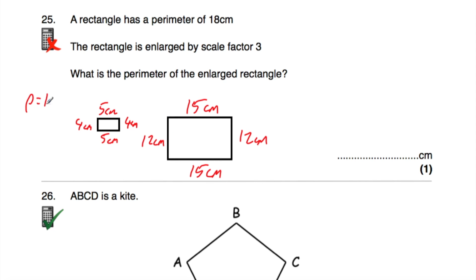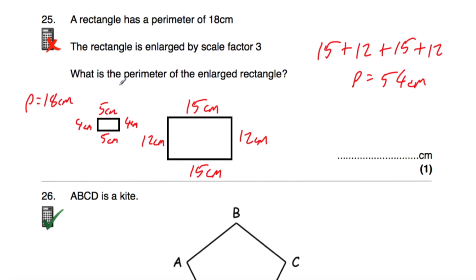So the perimeter of this one was 18 centimeters, and the perimeter of this one is going to be 15 plus 12 plus 15 plus 12. Well, 15 plus 15 is equal to 30, plus 12 is equal to 42, plus 12 is equal to 54. So the perimeter of the larger rectangle will be 54 centimeters.